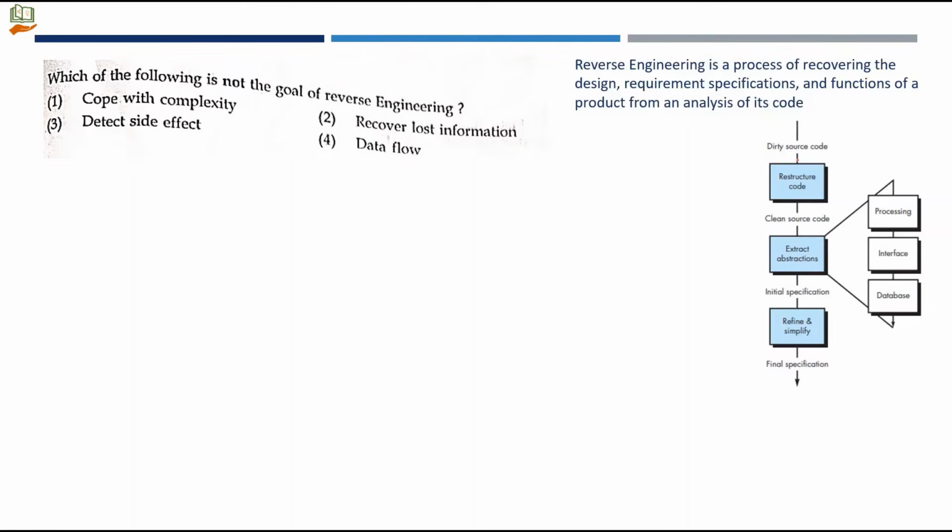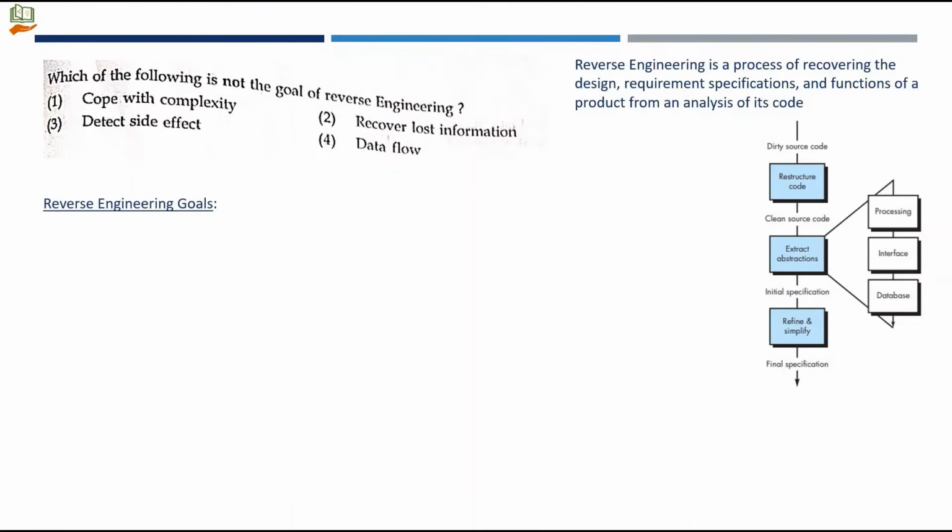The source code is present here. We are restructuring the code. From there we get a clean source code. We are extracting abstractions. So it involves processing, interface and database. All these details can be taken out. Then we go for initial specification. From there we refine and simplify them to produce a final set of specification. This is actually the reverse engineering process.